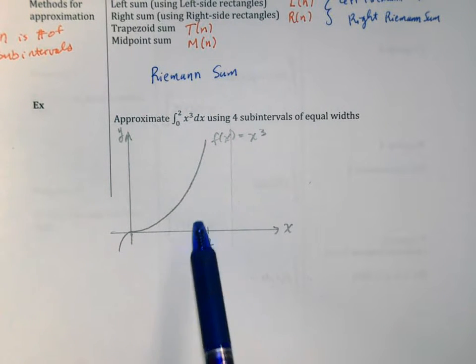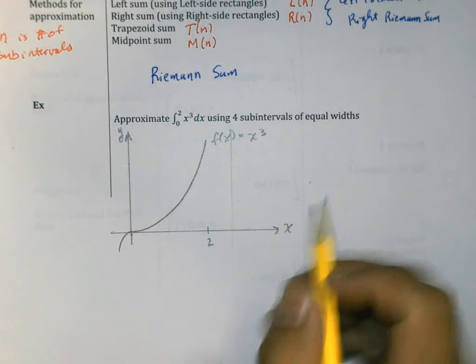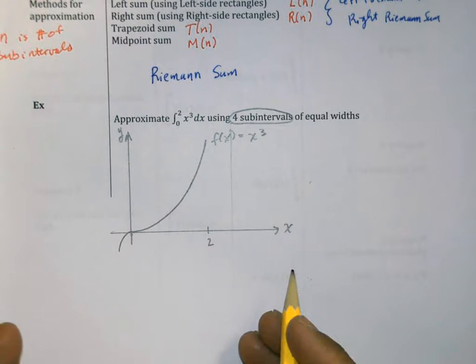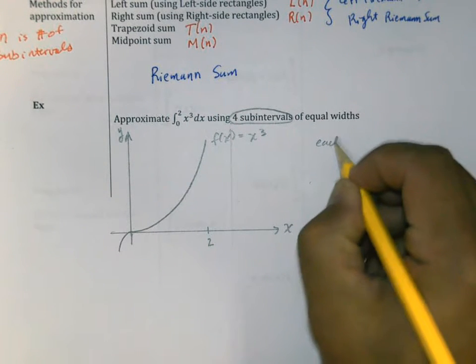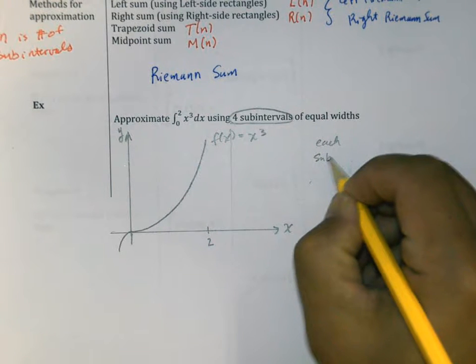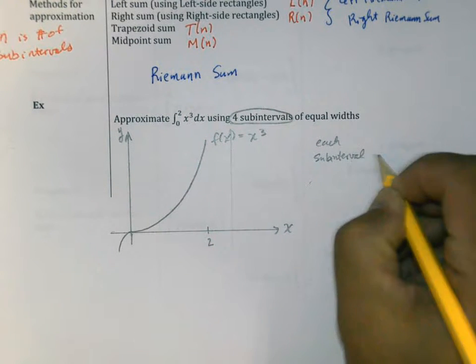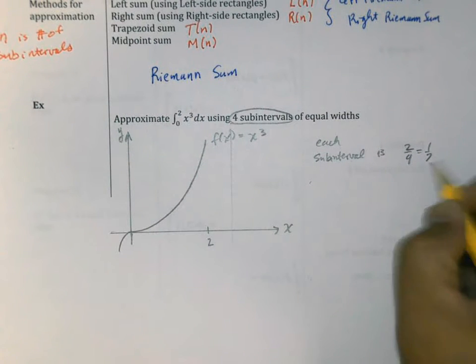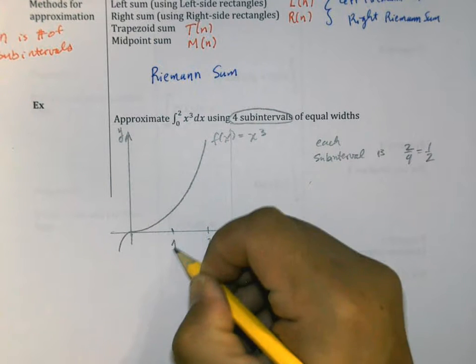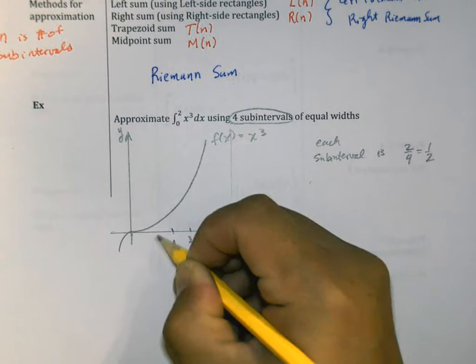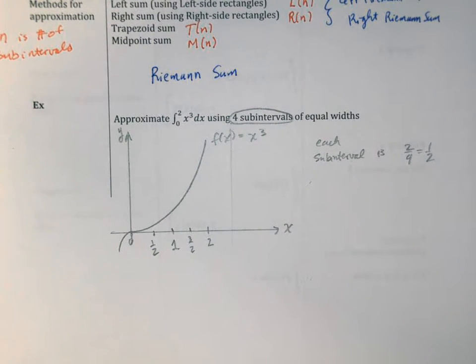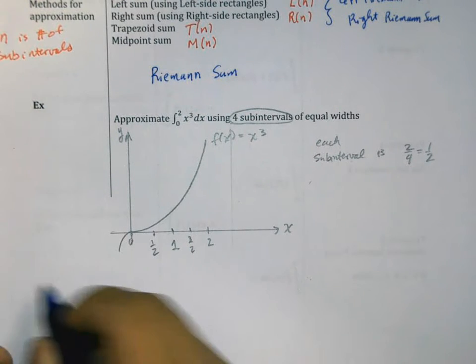So now I've drawn the graph of this, and this is 2, and we want to use 4 equal subintervals. And since the length is 2, then each subinterval is 2 over 4 or 1/2. So this is 1, this is 3/2, and this is a half, and that there is of course 0. Okay. So let's start out by approximating this using the left sum.